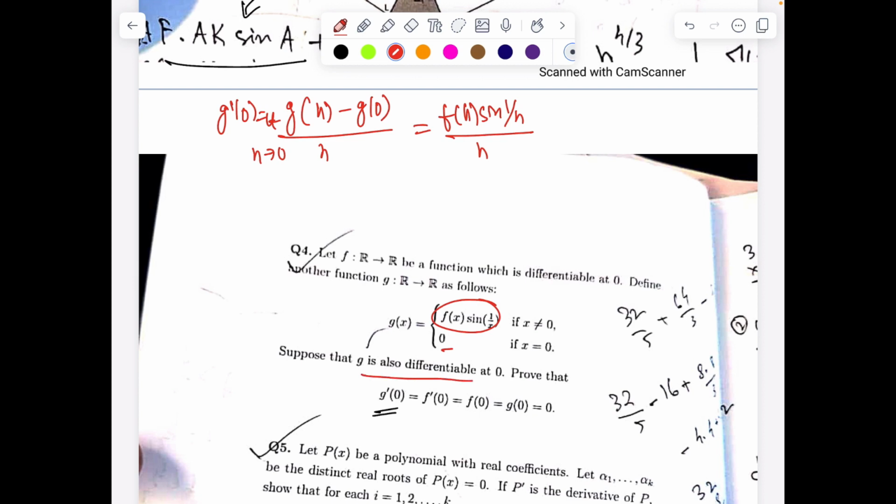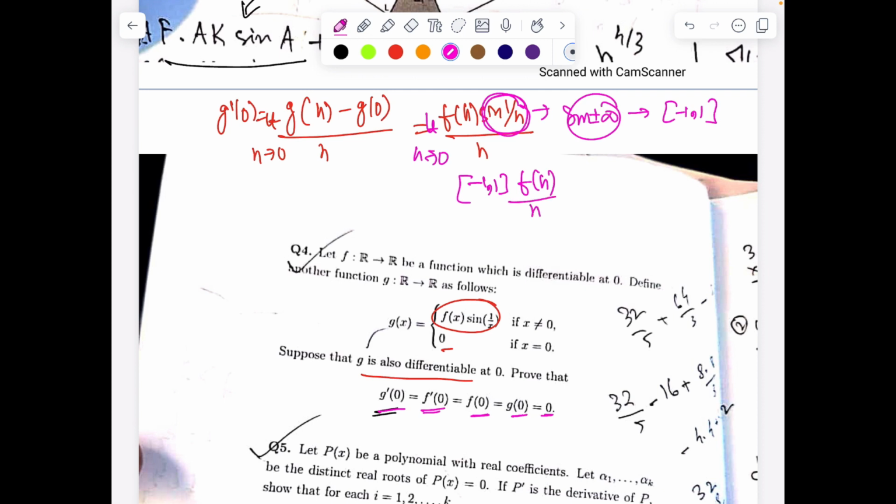So now the question is, g is also differentiable at 0, it means this limit exists, right? If this limit exists as h tends to 0, then we have to prove that g dash 0 must be f dash 0, and that f of 0 and g of 0 should all be 0. One thing is very obvious: when h is tending to 0, this quantity will go to sine of plus minus infinity. So anyway, that's a finite value, oscillating between minus 1 and 1. So we want something oscillating between minus 1 and 1 times f of h by h to exist.